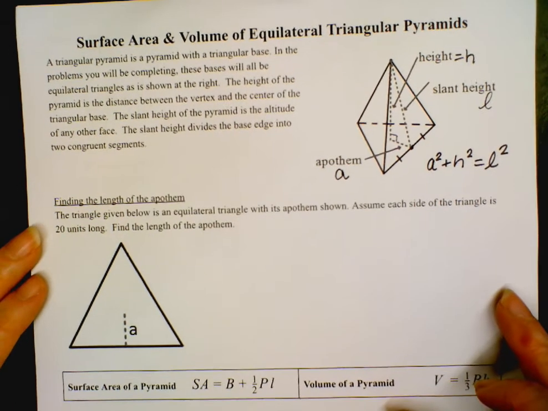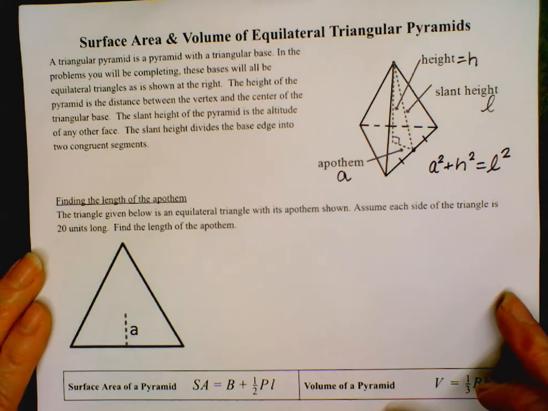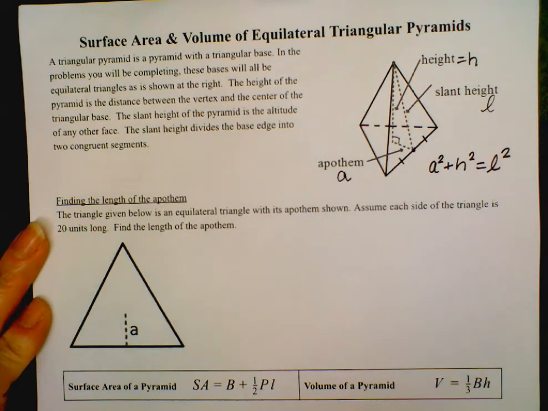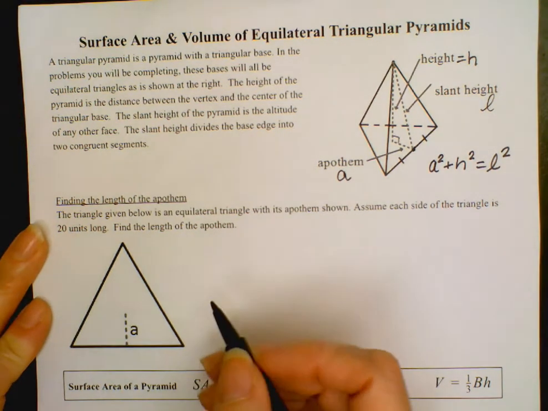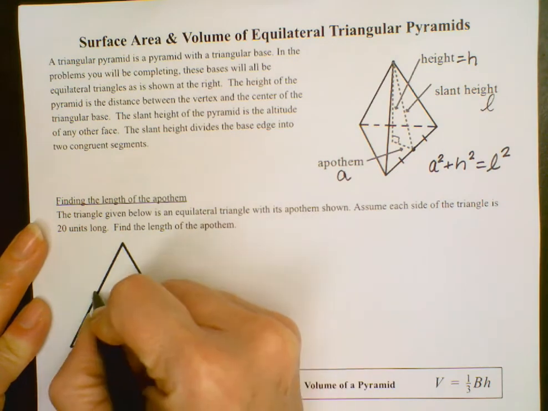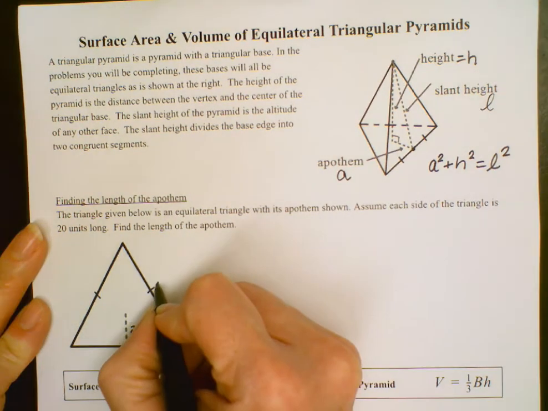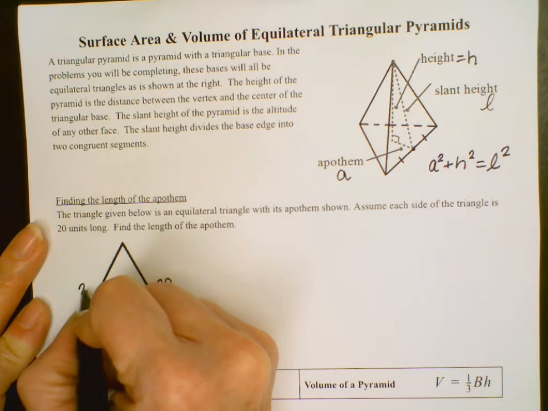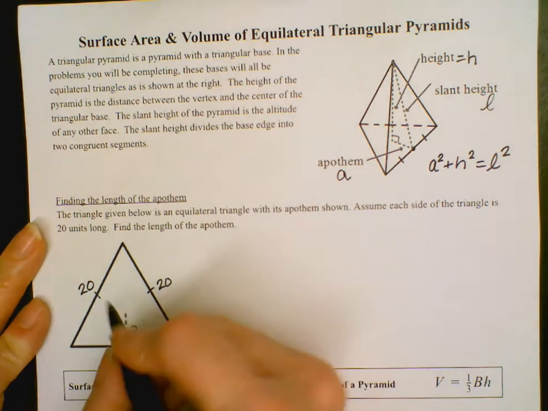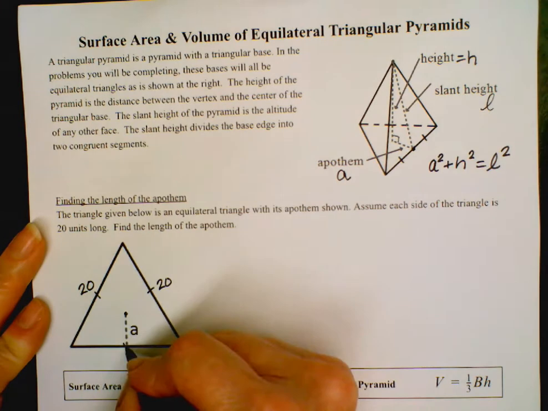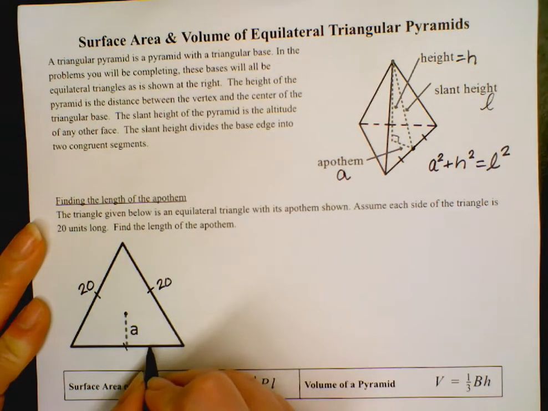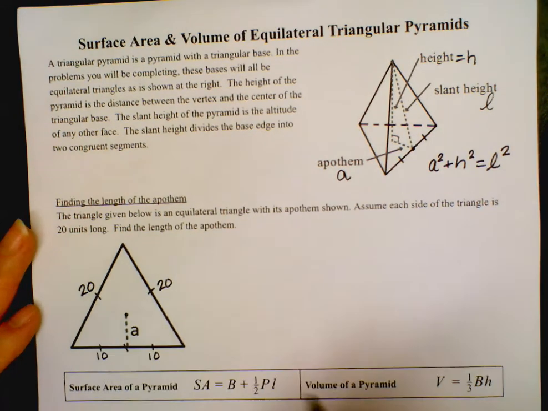So let's look at our diagram that we have here and the example given. The triangle given below is an equilateral triangle with its apothem shown. Assume each side of the triangle is 20 units long. Find the length of the apothem. So we have an equilateral triangle, each side being 20 units long. We already know that the apothem comes from the center of the polygon to the midpoint of a side, which means this 20 unit long side is now cut into two portions, each 10 units long.